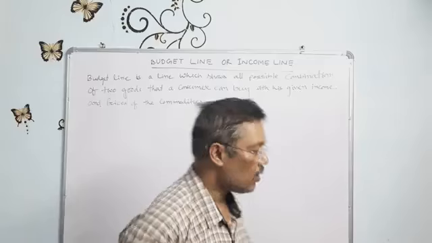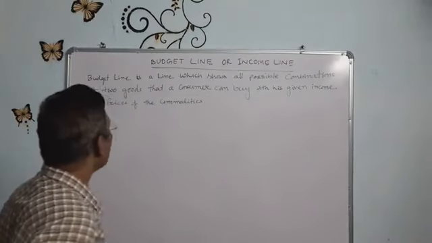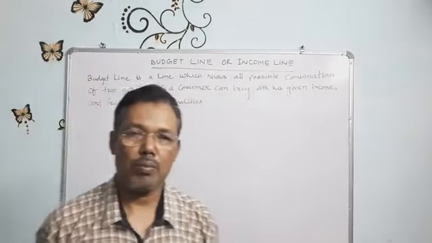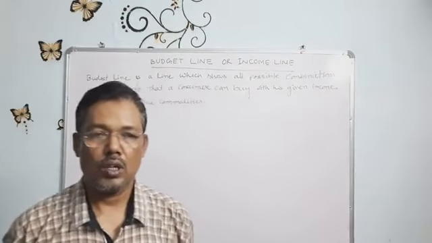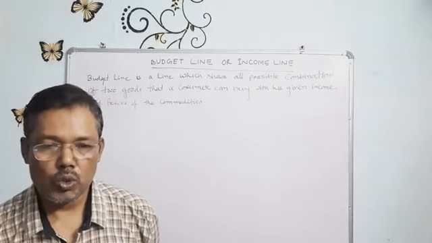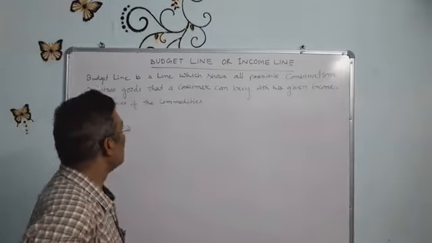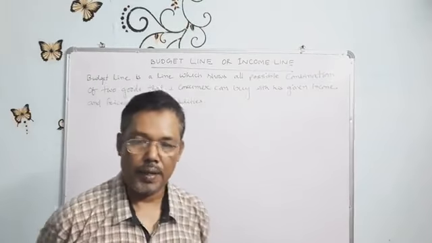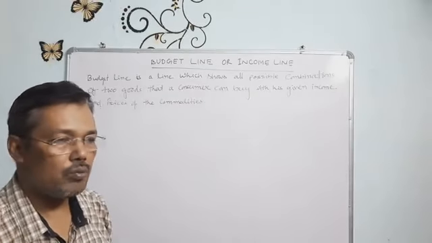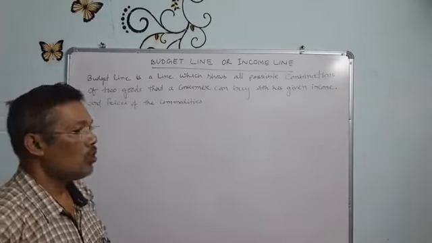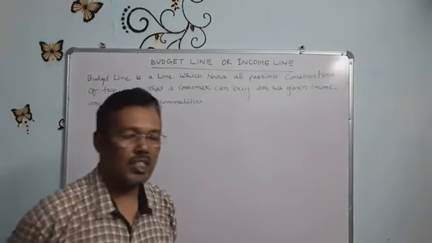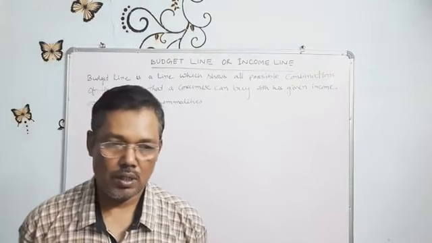So I have written here that a budget line is a line which shows all the possible combinations of two goods that a consumer can buy with his given income and the price of the commodities.